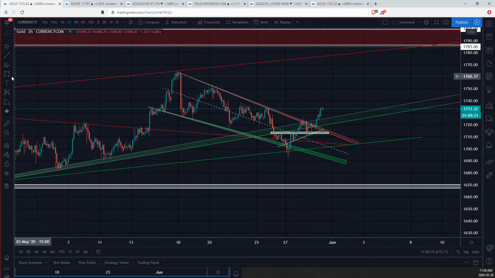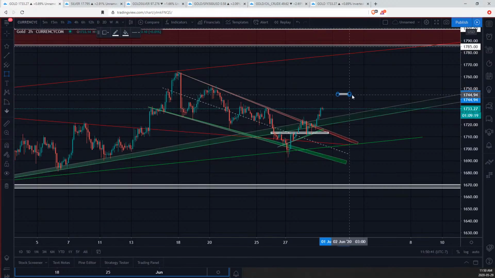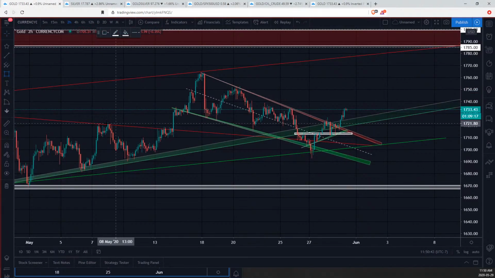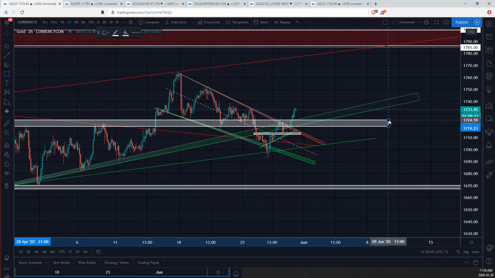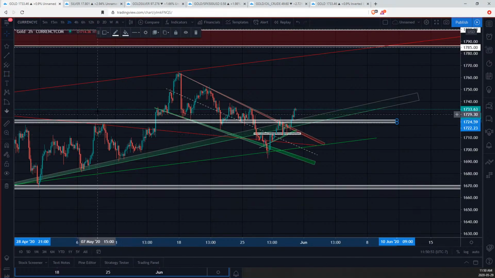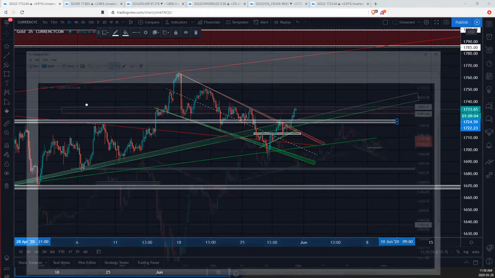I think if you are looking for entries on gold, you would be looking for some level of a pullback on a key level of support and resistance. I think if it does come back all the way to around the 1725-ish zone, that would be a pretty decent spot because we do see it was a previous level. Let's just get our snip right here.